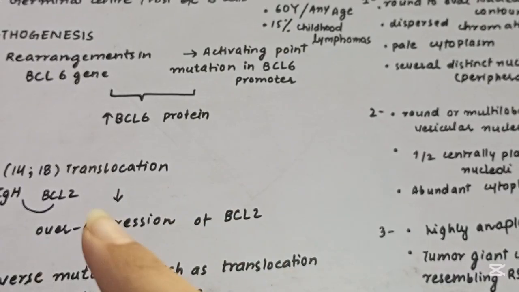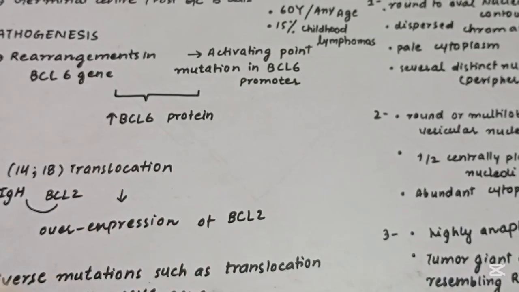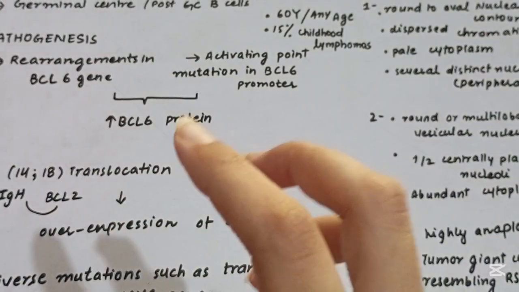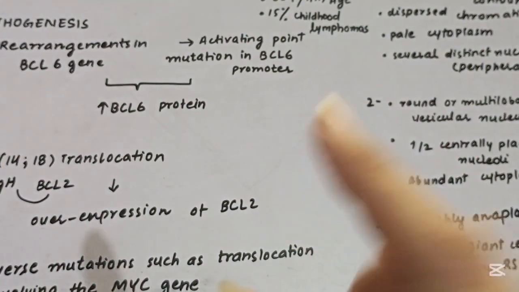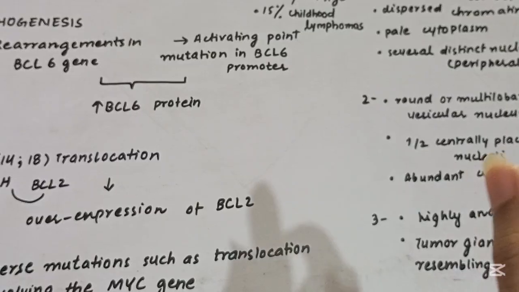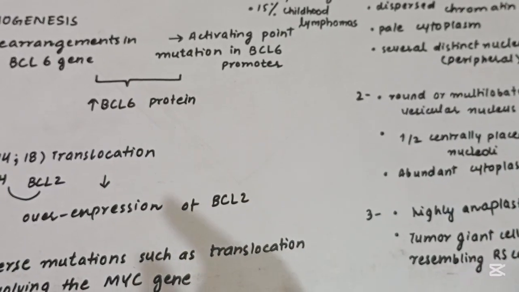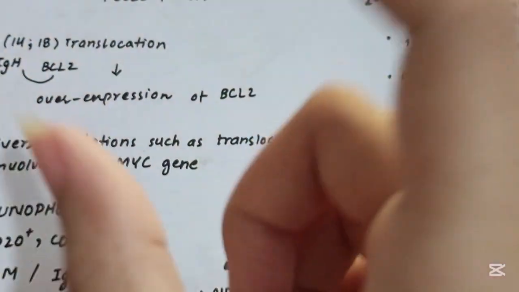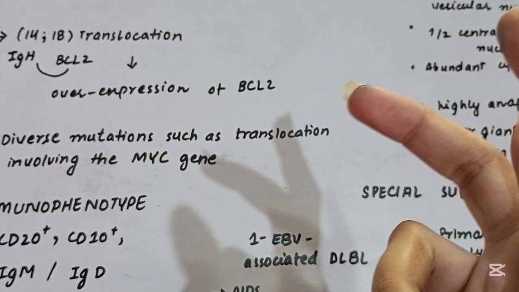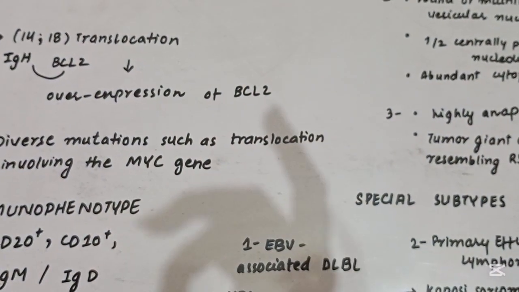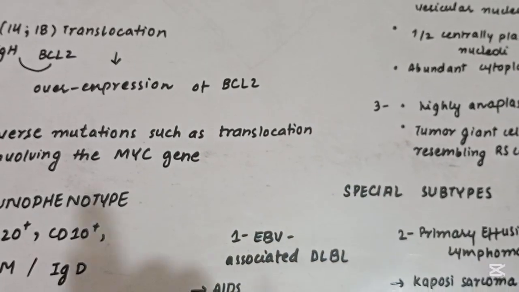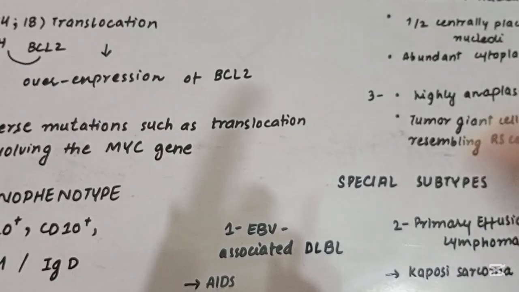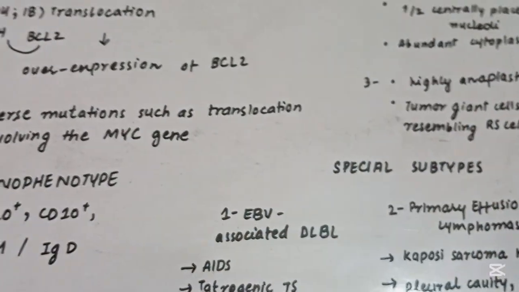In about 30% of the cases, we have the 14;18 translocation. As a result of this translocation, the BCL2 gene moves near the IGH locus and overexpression of BCL2 occurs. We know BCL2 is an anti-apoptotic protein, and its overexpression results in increased cellular survival. In the remaining cases, we have diverse mutations such as translocation involving the MYC gene, and this MYC is involved in the cell cycle as well as in cell metabolism.